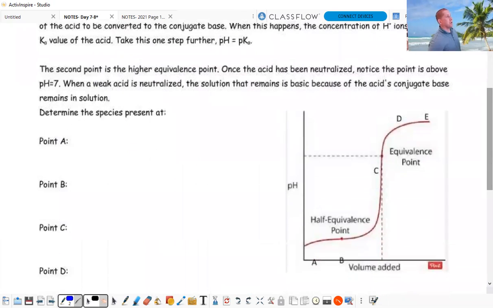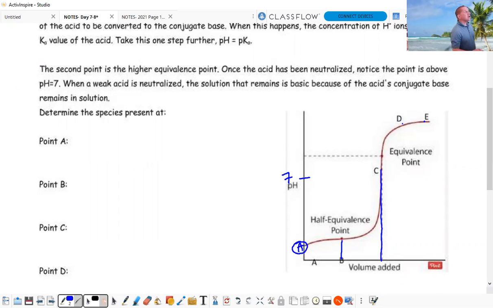So this. Now, A should be here again. B is right there. C, and then D and E are beyond again. So notice the equivalence point this time is, so the pH of 7 is going to be somewhere around here. Because we have a weak acid, its conjugate base is going to affect the pH. So it's a basic salt that is produced at the equivalence point. So let's start at the beginning.